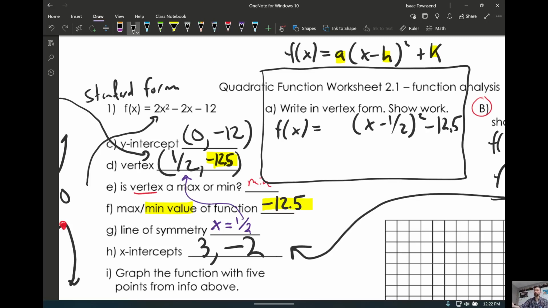So this one, the signs look a little bit off. You need to make sure that that makes sense to you. You're supposed to subtract the x value of the vertex, but add the y value of the vertex. It's just how the form's set up.